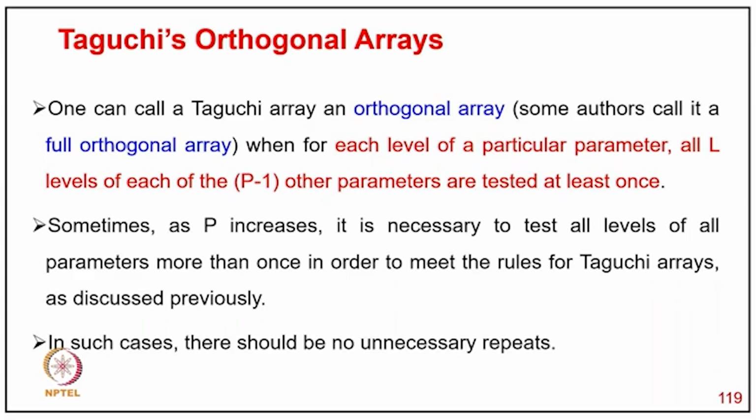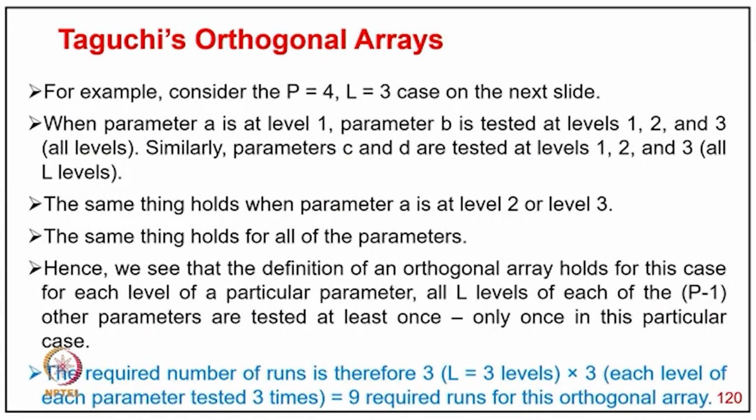no unnecessary repeats. For example, consider the p equal to 4, L equal to 3 case on the next slide. When parameter A is at level 1, parameter B is tested at levels 1 to 3, all levels, and similarly parameters C and D are tested at levels 1 to 3, all L levels, and the same thing holds when parameter A is at level 2 or level 3. So the same thing holds for all of the parameters.